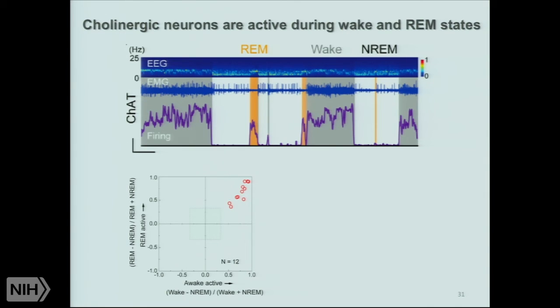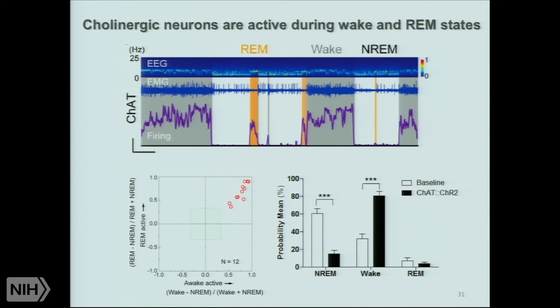Barbara Jones in Canada, she actually recorded from these cholinergic neurons before. But we just wanted to use a new technique to confirm what people have figured out before. Now, if we activate a lot of these cholinergic neurons, we saw a decrease of non-REM sleep, an increase of wakefulness, and not too much change in REM. So cholinergic neurons are wake promoting.